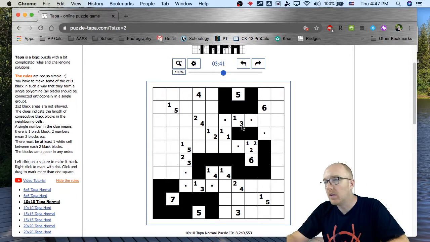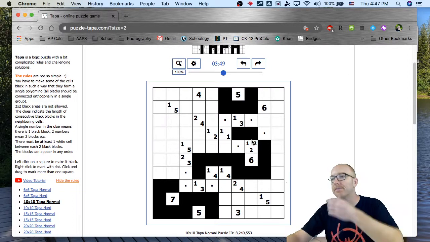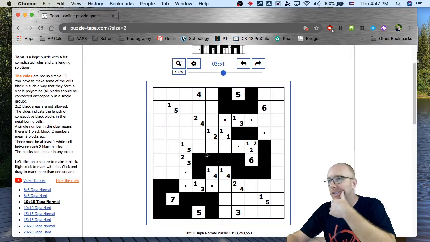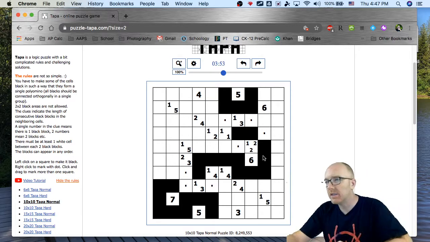3 and 1. Uh-oh. There's a mix-up. Because this is 2. 3 and 2. That's no good. So let's see if we can figure this out real quick. 1, 2, 1, 1, 2, 1, 1, 2. Seems like this would have to be 2. 5 is correct. 1, 2, 3.